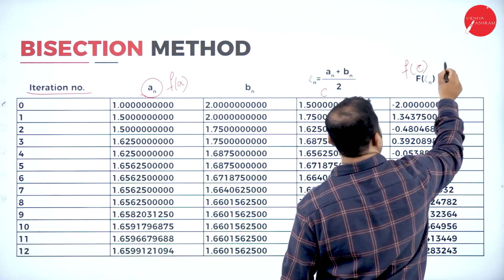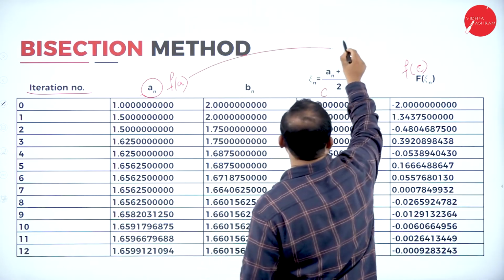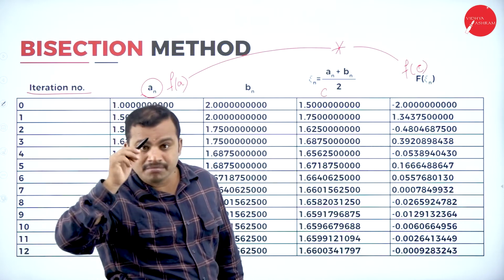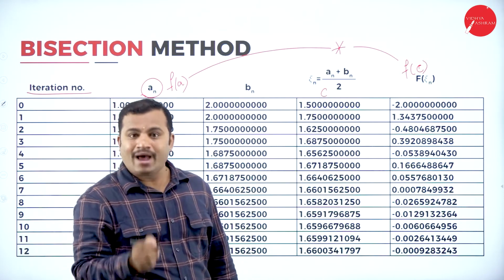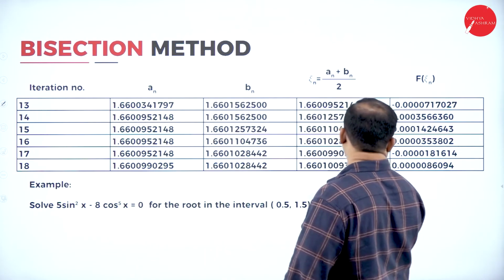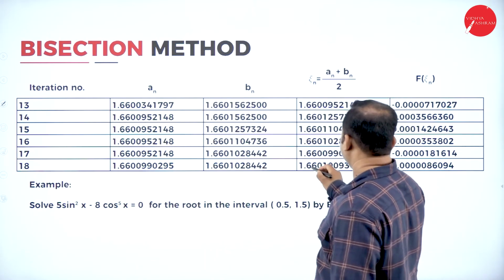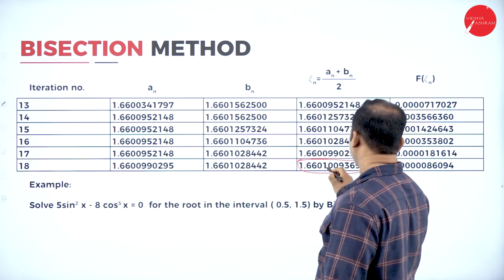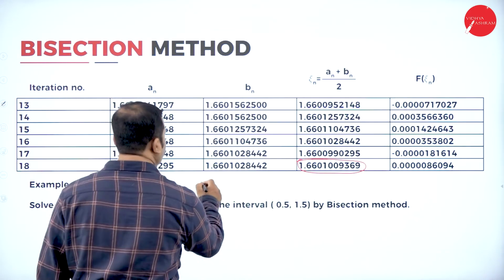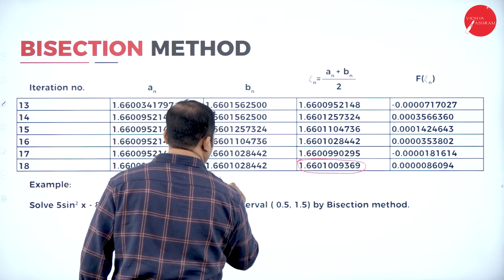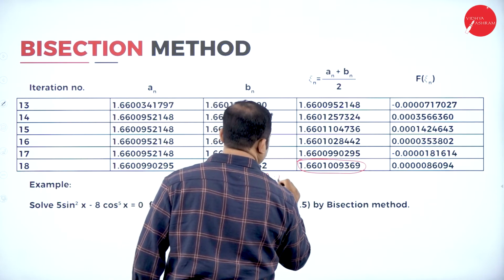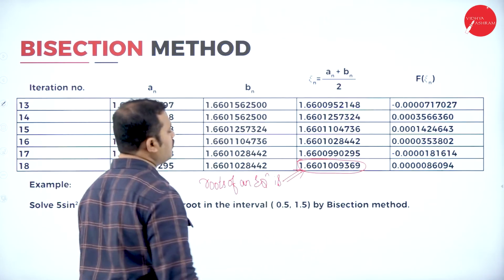Then I will consider the multiplication of f(a) into f(c) that leads to the decision maker. That makes the decision of which value is to be considered in the next iteration. By following this procedure, I will be left with some value, that is 1.660100939. That is the root of an equation. This is the root of an equation.